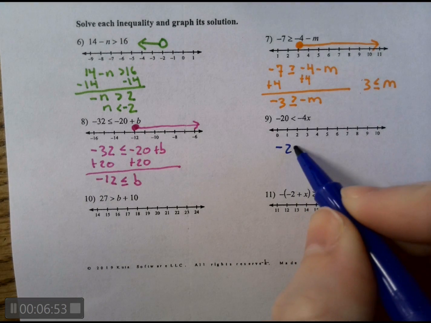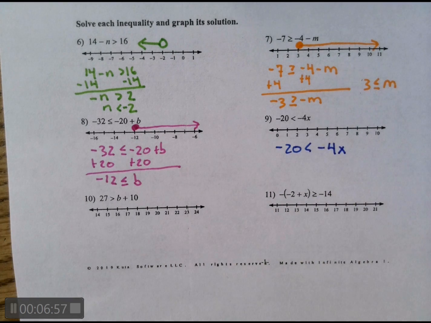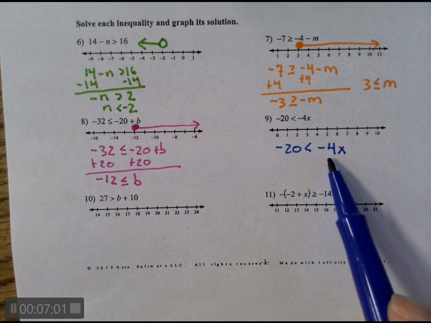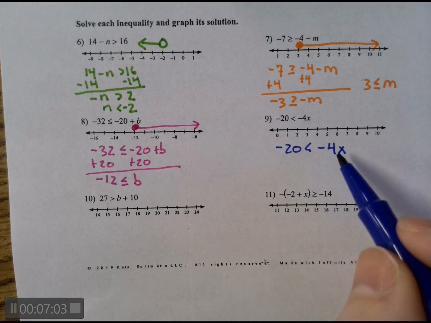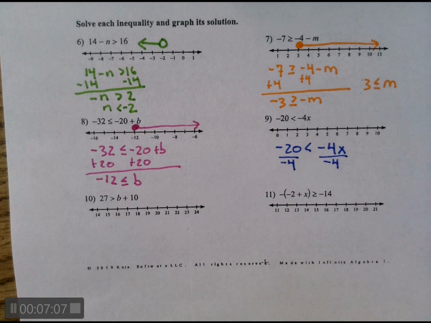We have negative 20 is less than negative 4x. So since this is negative 4 times x, I need to divide by negative 4. And what happens when we divide by a negative?